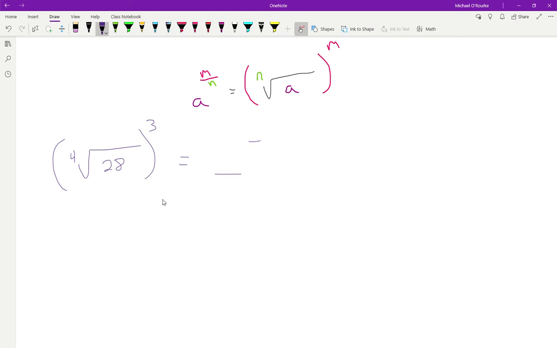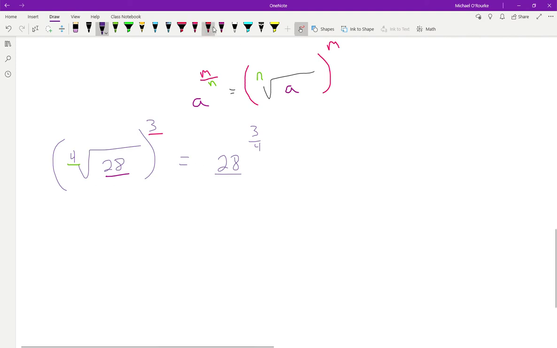So let's go with this one now. If you need more time, pause it. Here's my purple. Here's my green. Here's my red. And I work my way out. Okay, so it's 28 here. 4 is going to be on the bottom, and 3 is going to be on the top.